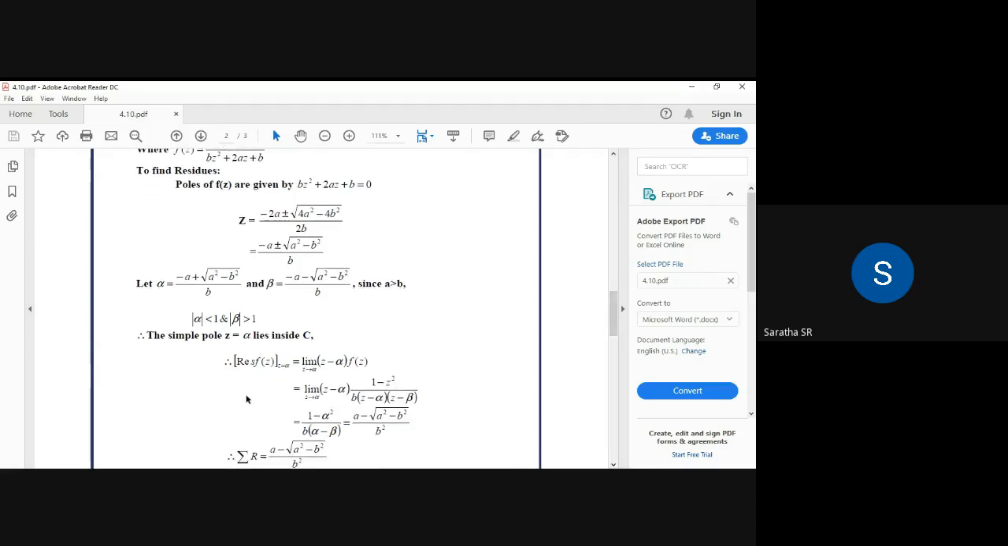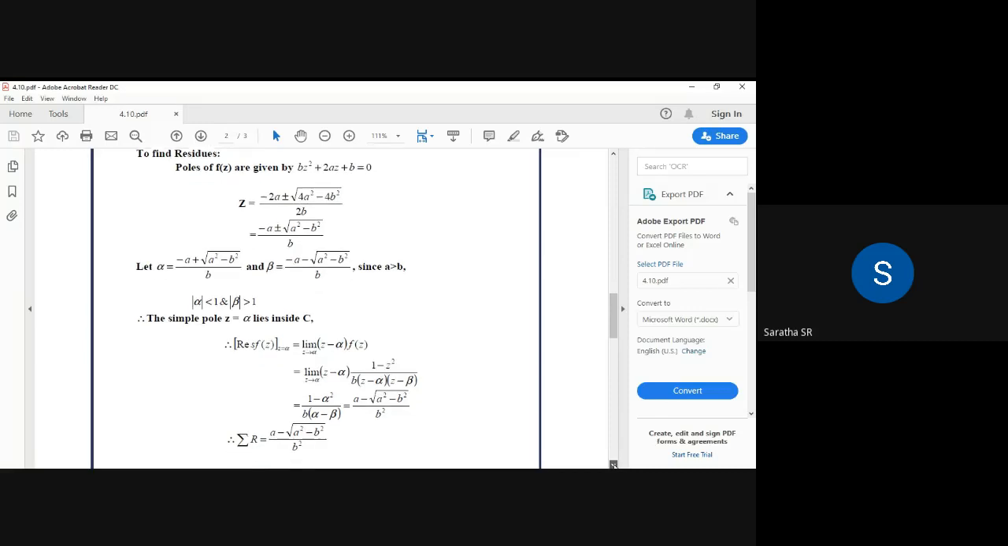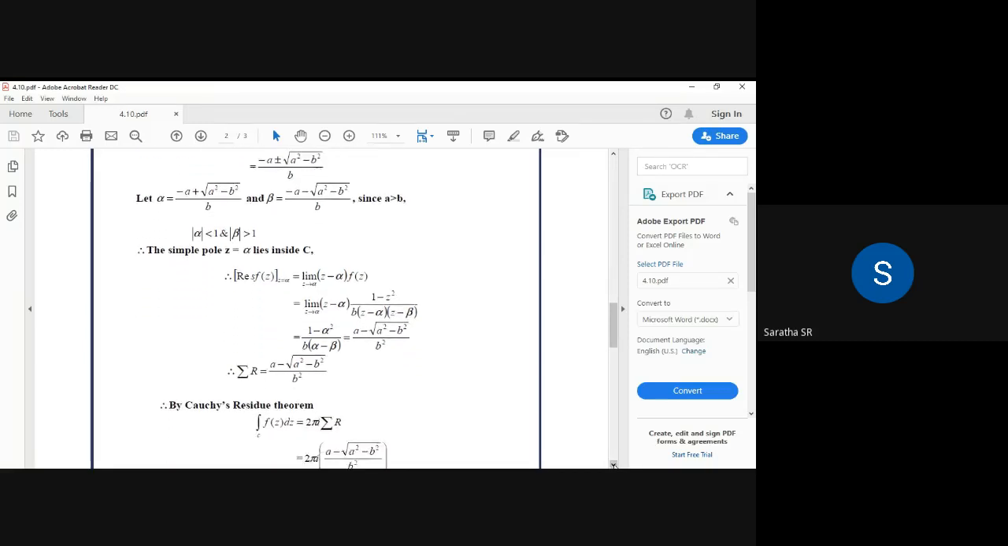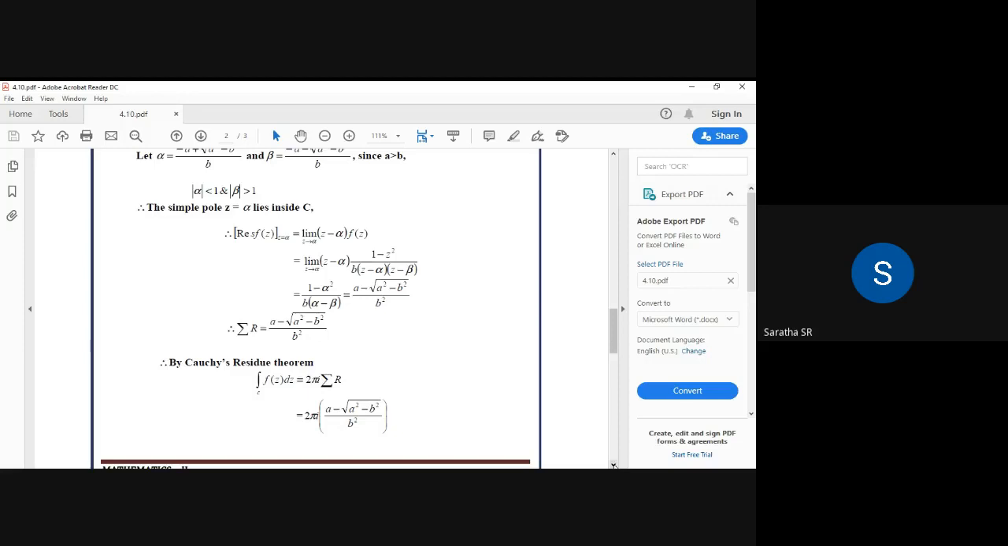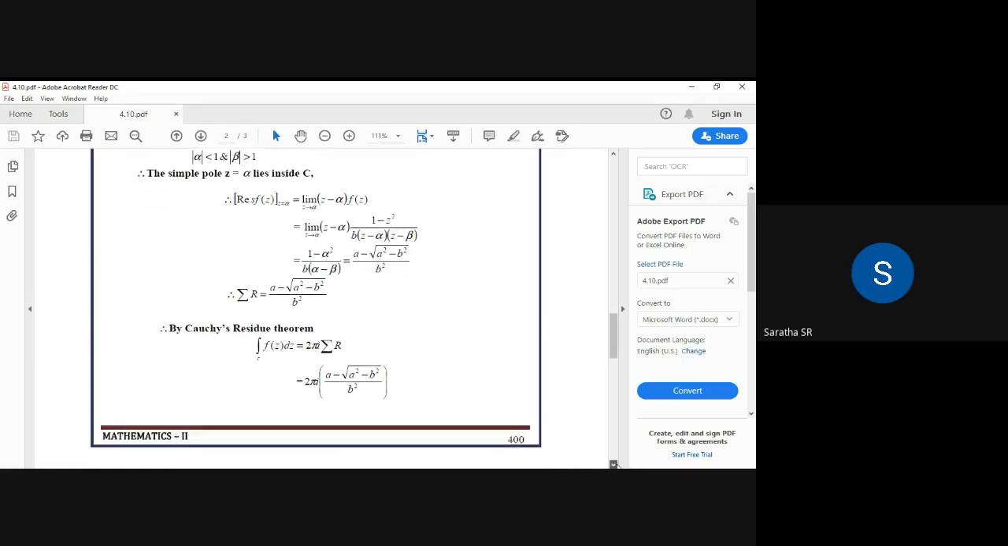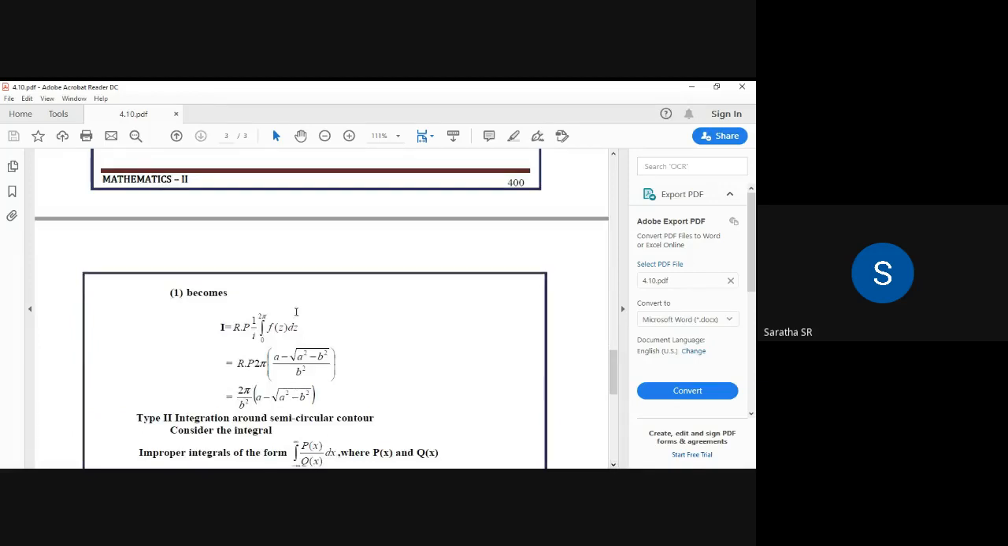Then we'll apply the residue formula for a simple pole: limit z tends to a, (z minus a) f of z. If we apply it, we get the residue value. Then we apply this residue value in the residue theorem: integral over c of f of z dz equals 2 pi i into the summation of residues. So we got this value, and we replace that value here. But the given problem I is the real part of 1 by i only. So we replace that value, this i and this i will be cancelled. So we get only the real part in this problem. We take that value itself. That's it.